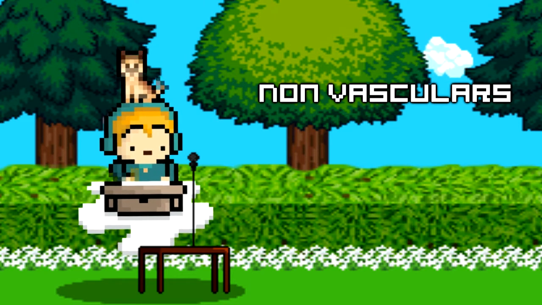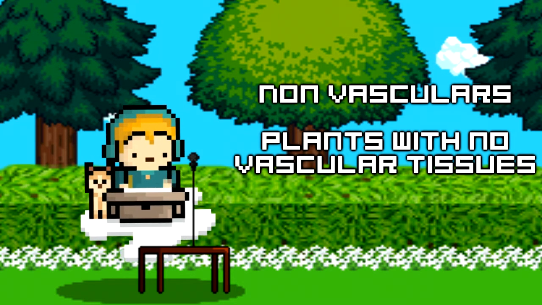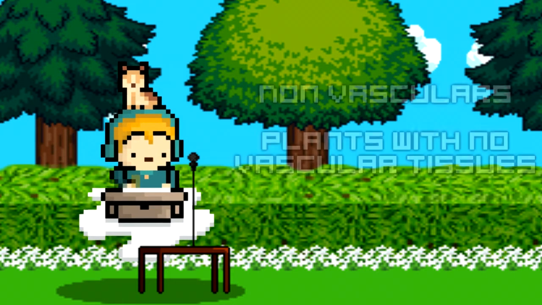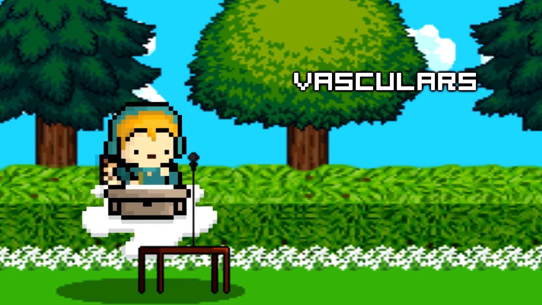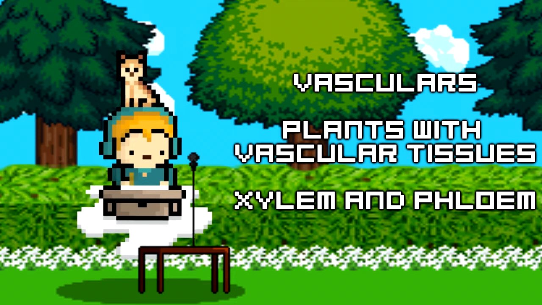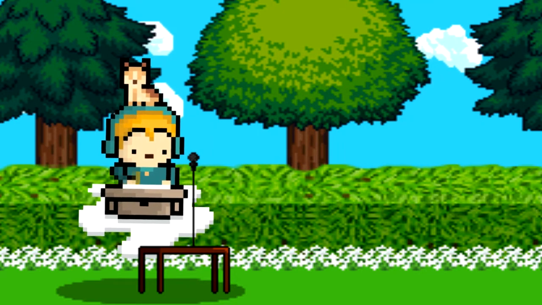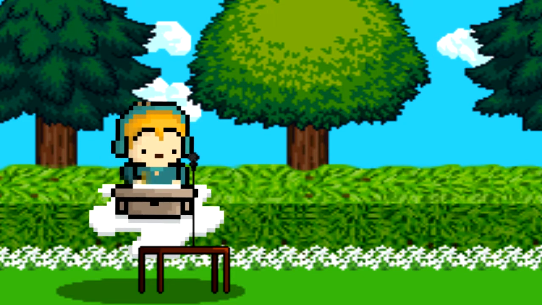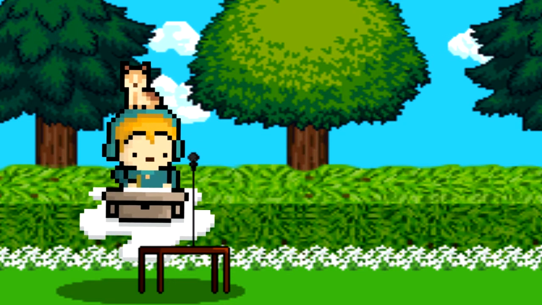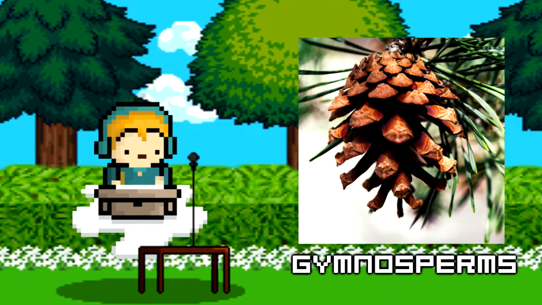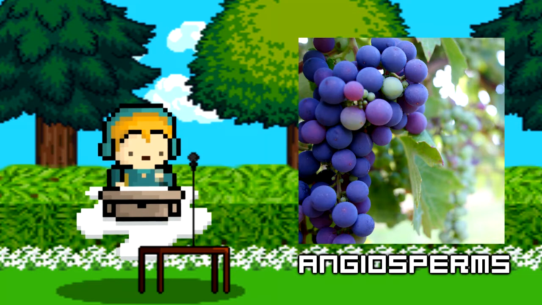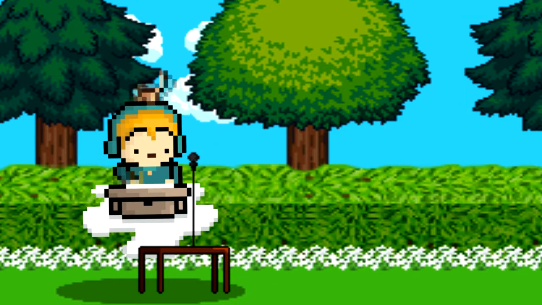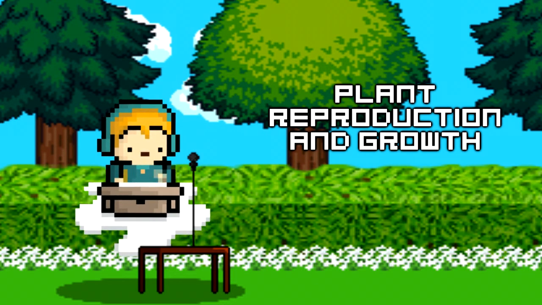The non-vasculars are plants that do not have vascular tissues, namely the xylem and phloem, that help transport water and nutrients through the roots up to the shoot of the plant. On the other hand, the vasculars are plants with vascular tissues, xylem and phloem. Now we can also divide the vasculars into two groups, the vasculars that have seeds and those who do not. The vasculars that have seeds are classified into two, the cone-bearing gymnosperms and the fruit-bearing angiosperms, which can be divided into dicots and monocots.